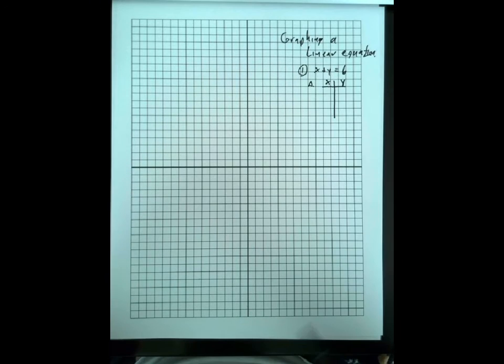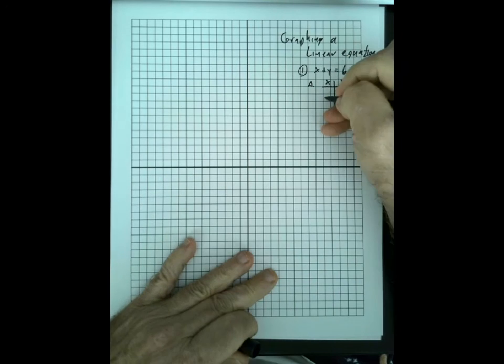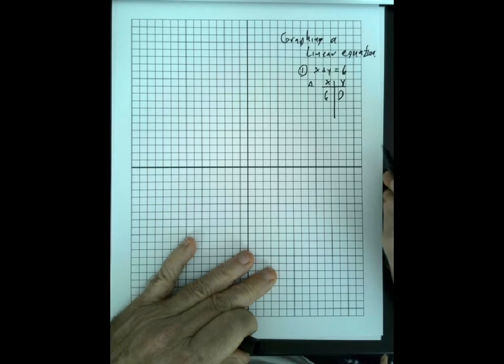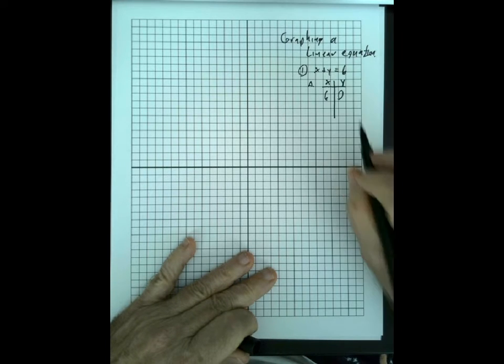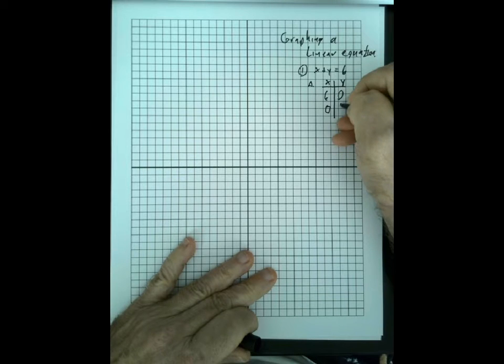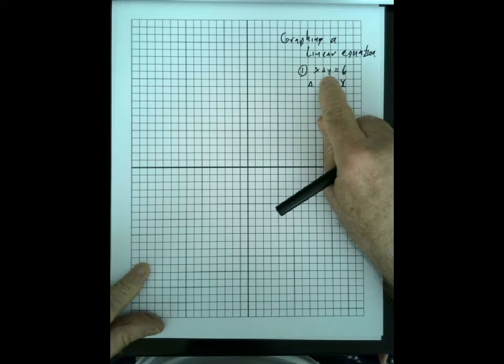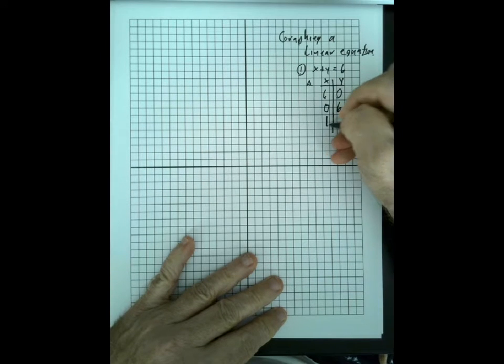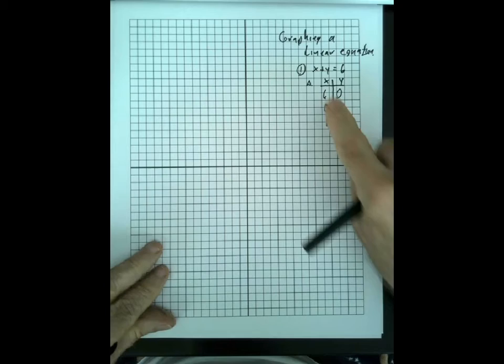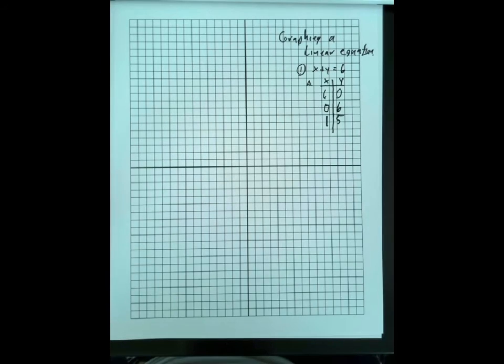So x plus y is equal to 6. So we can see that, for example, hopefully you can see it here, 6, 0, because 6 plus 0 would give you 6. It could be 0, 6, right? Because 0 plus 6 would give you 6. It could be 1, 5, because 1 plus 5 would give you 6. It turns out we only need 3. But in order to graph a linear equation, you have to have at least 3 ordered pairs.